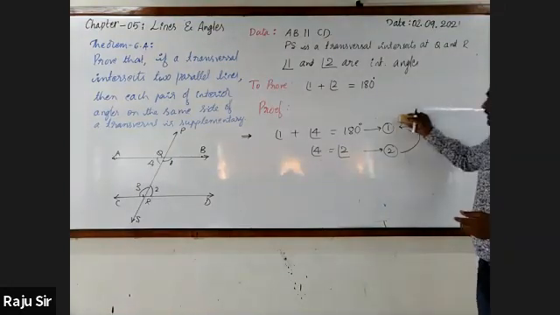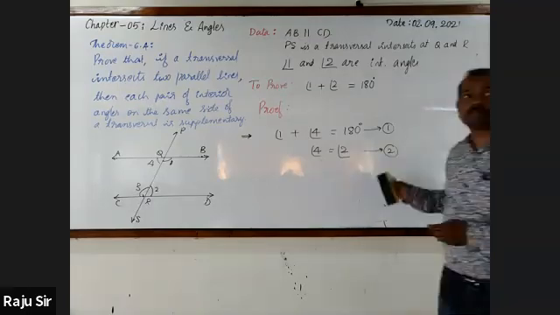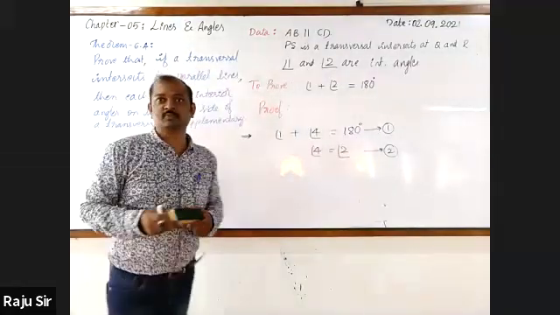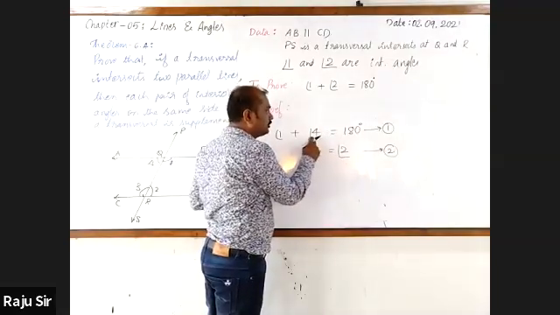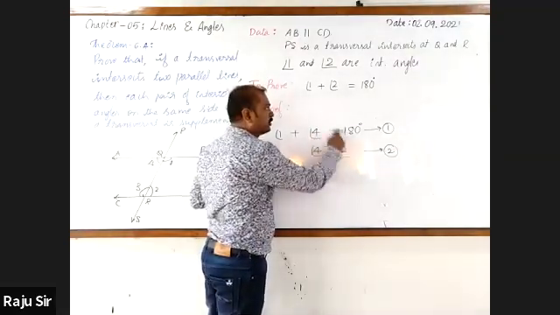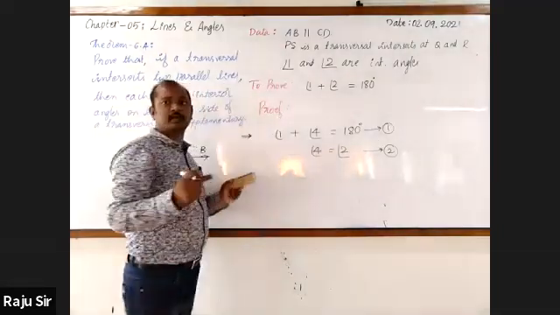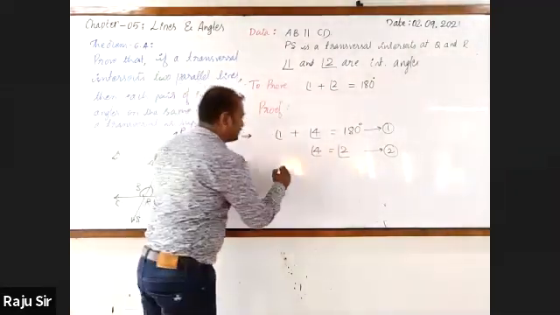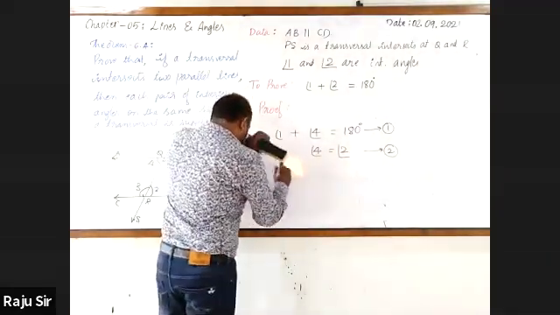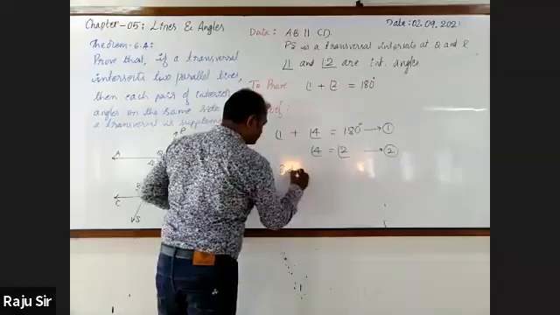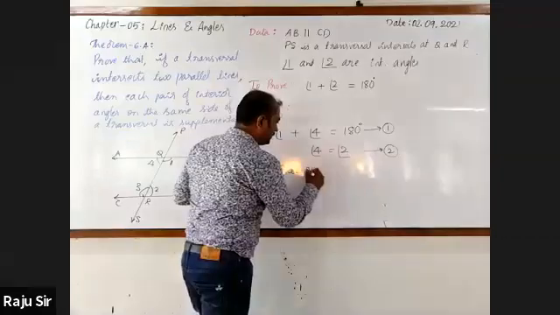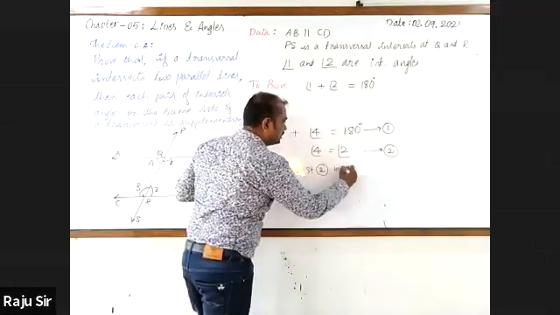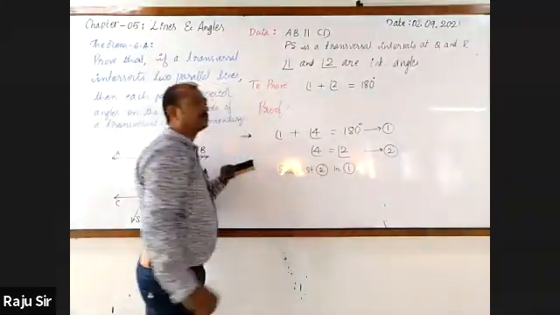Will you go for using Euclid's or substitution? Both will come. If you write Euclid's axiom, we have to write one more step: angle 4 equal to 180 degrees minus angle 1. Right. Substitute statement 2 in statement 1.